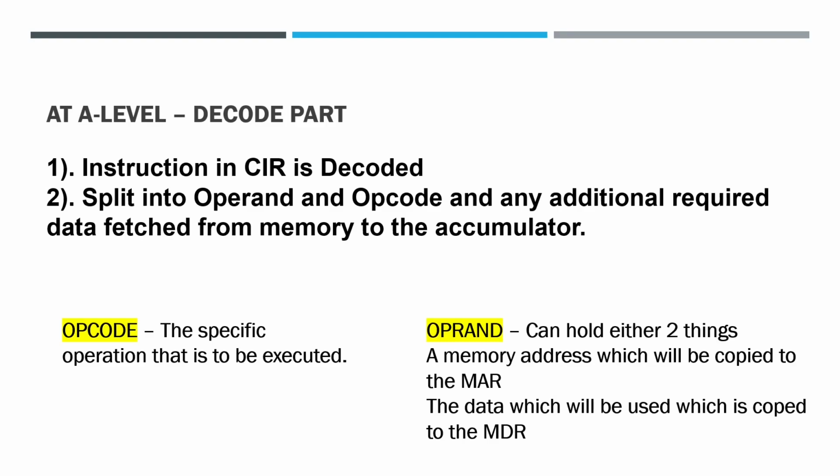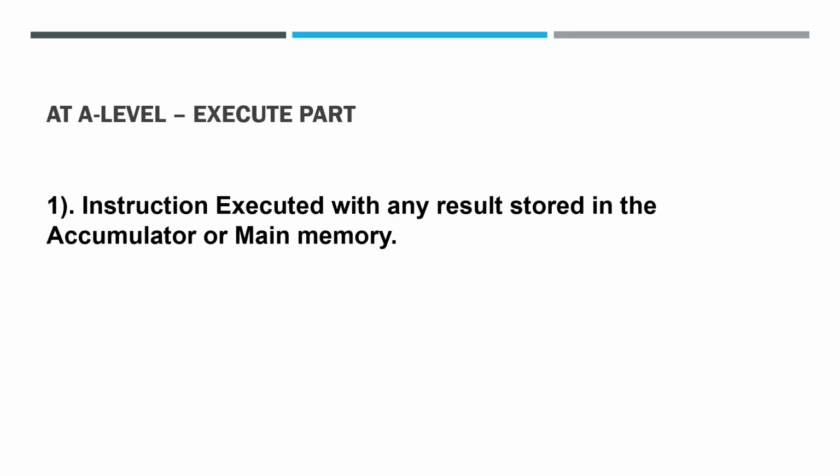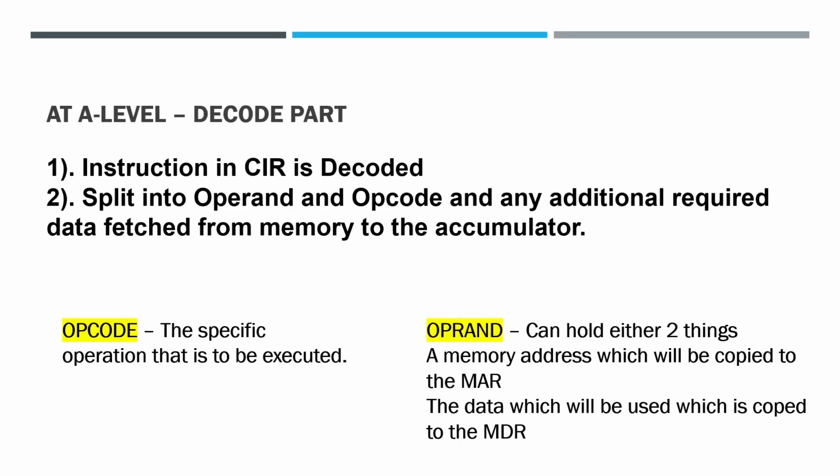I'm going to go through later what these are in this video. So the opcode is the operation. The operand, although ignore the spelling error, either holds your address or the data. But we'll actually leave that for now because I do go through that a lot more later, and with the correct spelling, hopefully. And then you just execute the instruction with any result stored in the accumulator or main memory, because if the execution says save something to memory, it would save it to memory. So those are the instruction parts you need to know.